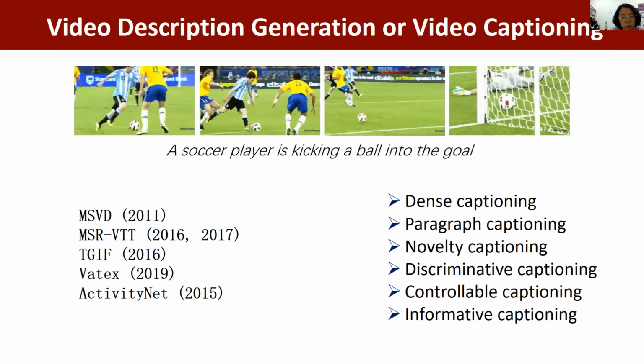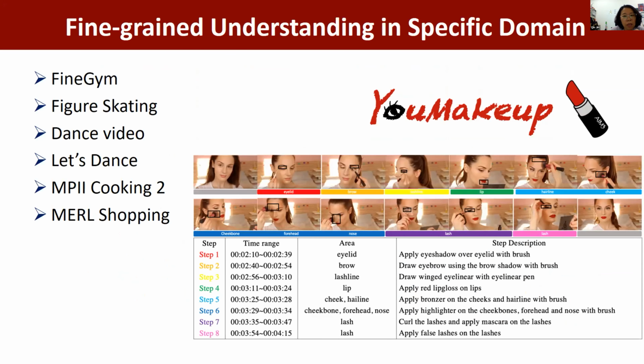And then some works focus on novelty captioning, or more diverse, discriminative captioning, controllable captioning, informative captioning, etc. And then there are also some works focusing on fine-grained understanding in specific domains, as I mentioned previously, including the sports domain, dancing, cooking, and shopping.